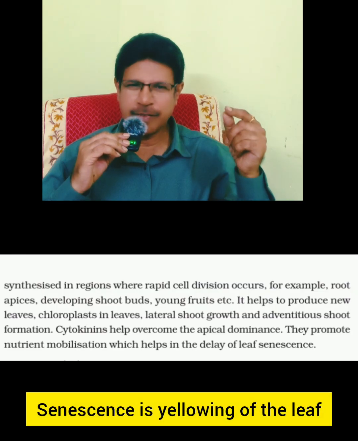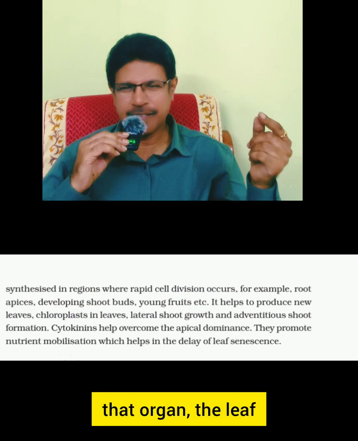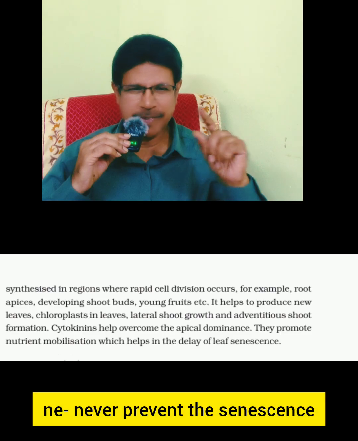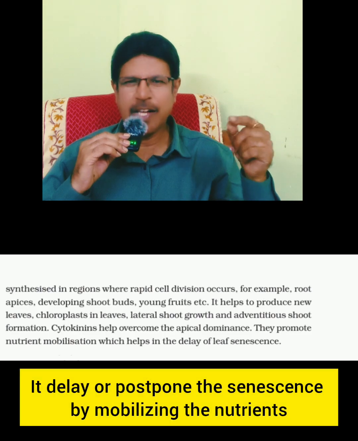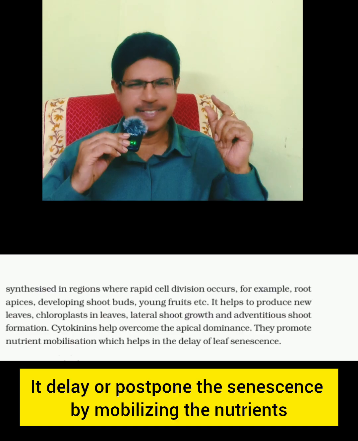Senescence is yellowing of the leaf, which ultimately leads to death of that organ, the leaf. What do you call it? It is senescence. So it delays the senescence, it never prevents the senescence. It delays or postpones the senescence by mobilizing the nutrients.